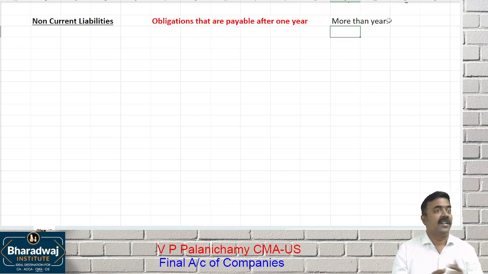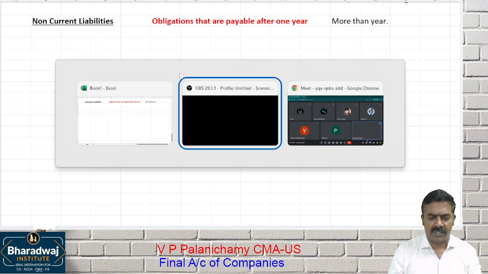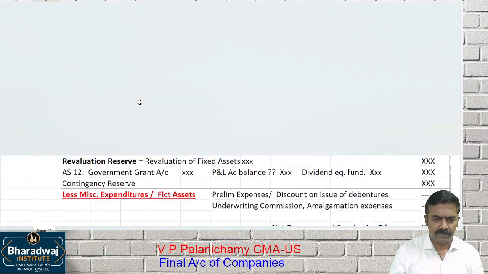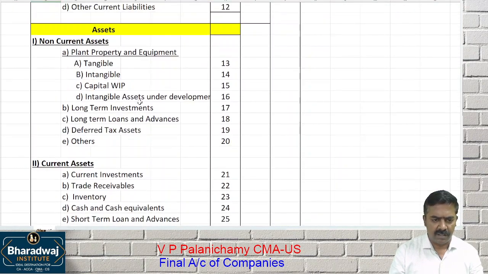Within the next 12 months, I will not pay. Anything that is payable beyond 1 year, we call it as which one? Non-current liability. Later, I will give an explanatory note. What is an explanatory note? Non-current liability. What is the first item?